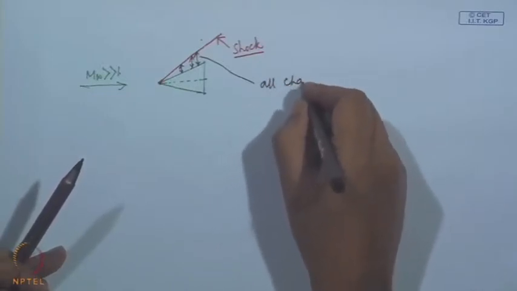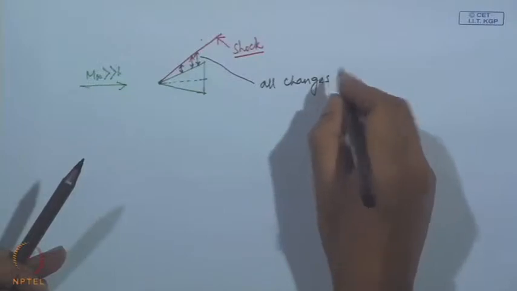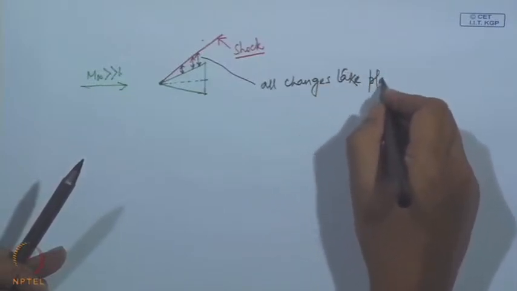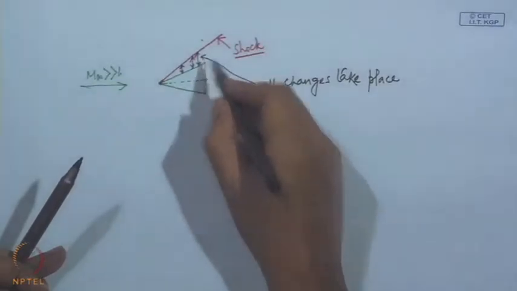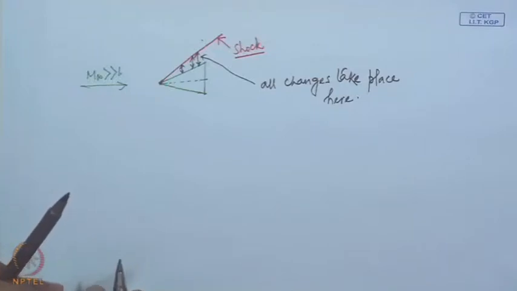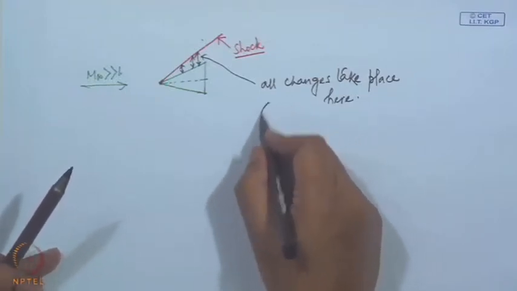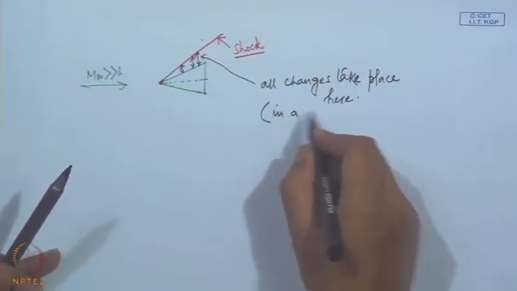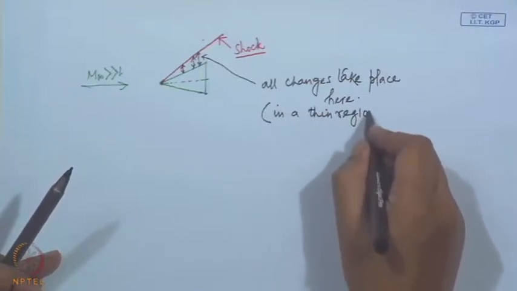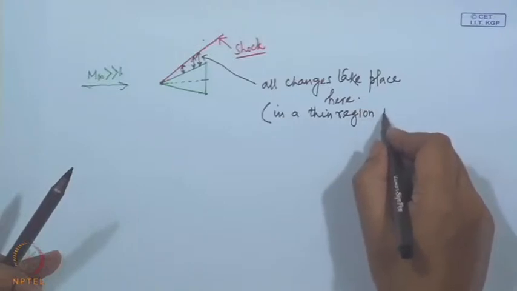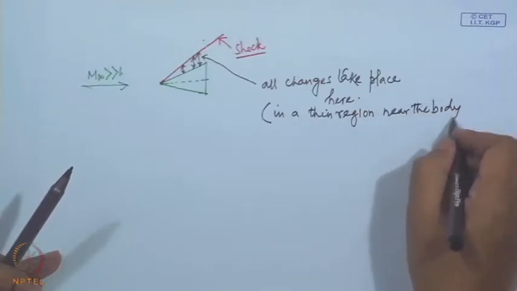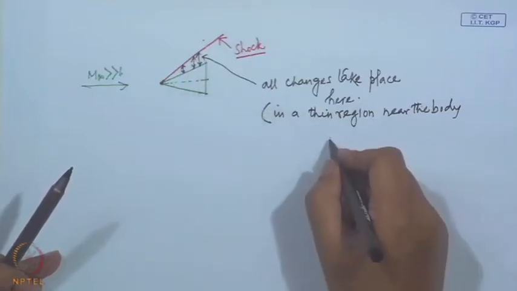All changes take place here, that is, in a thin region near the body, which can be called a shock layer.